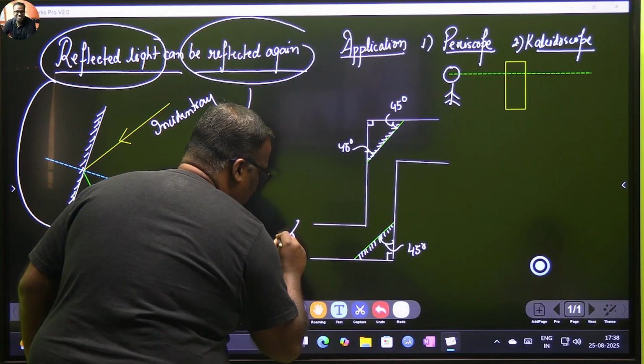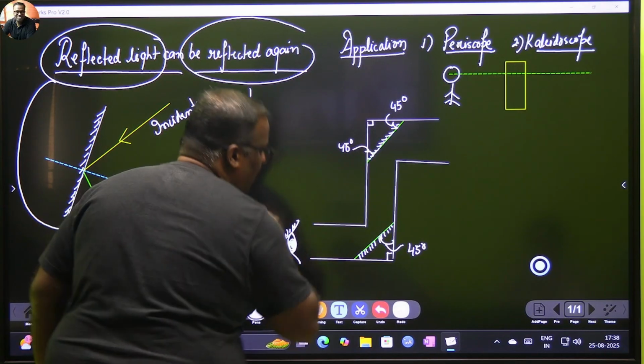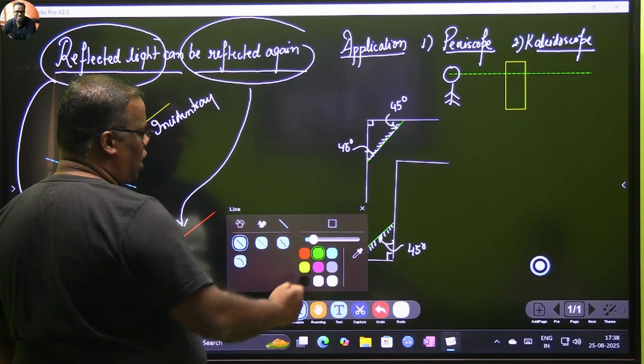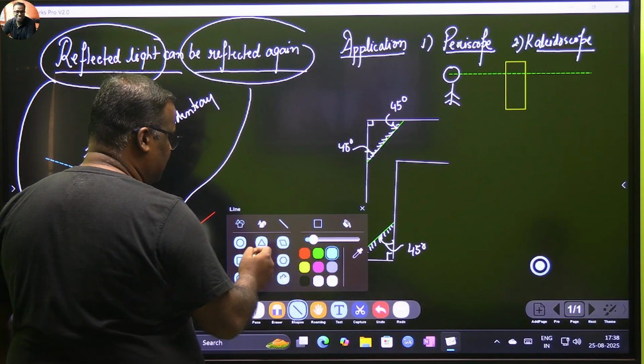So that's how you can make a lovely eye, right? And let's add a little bit more drama. Without drama, there's nothing, you know.